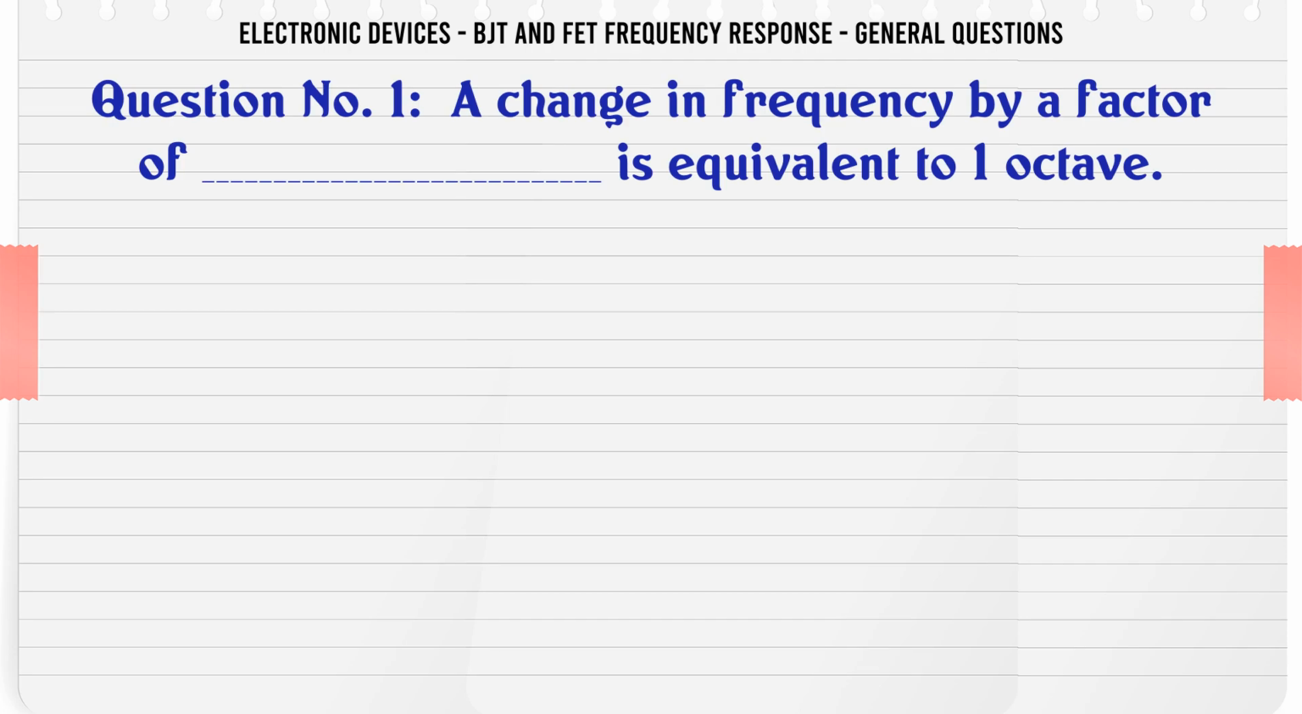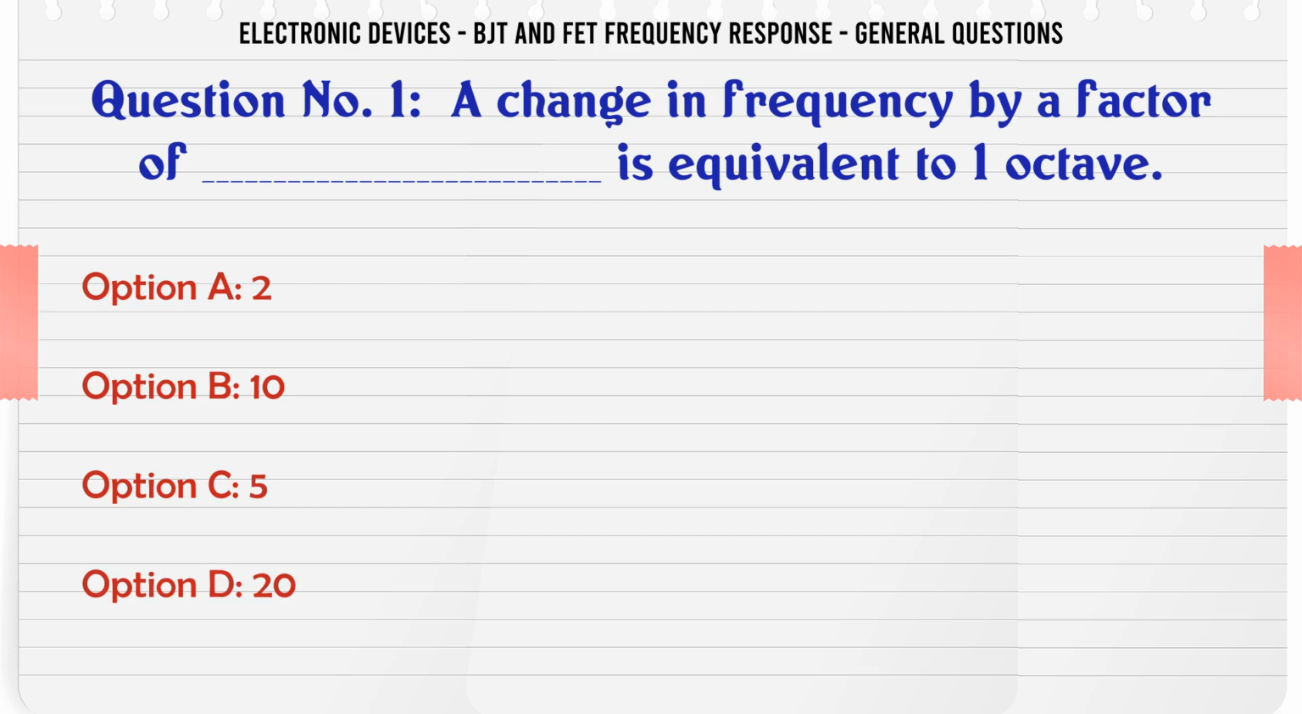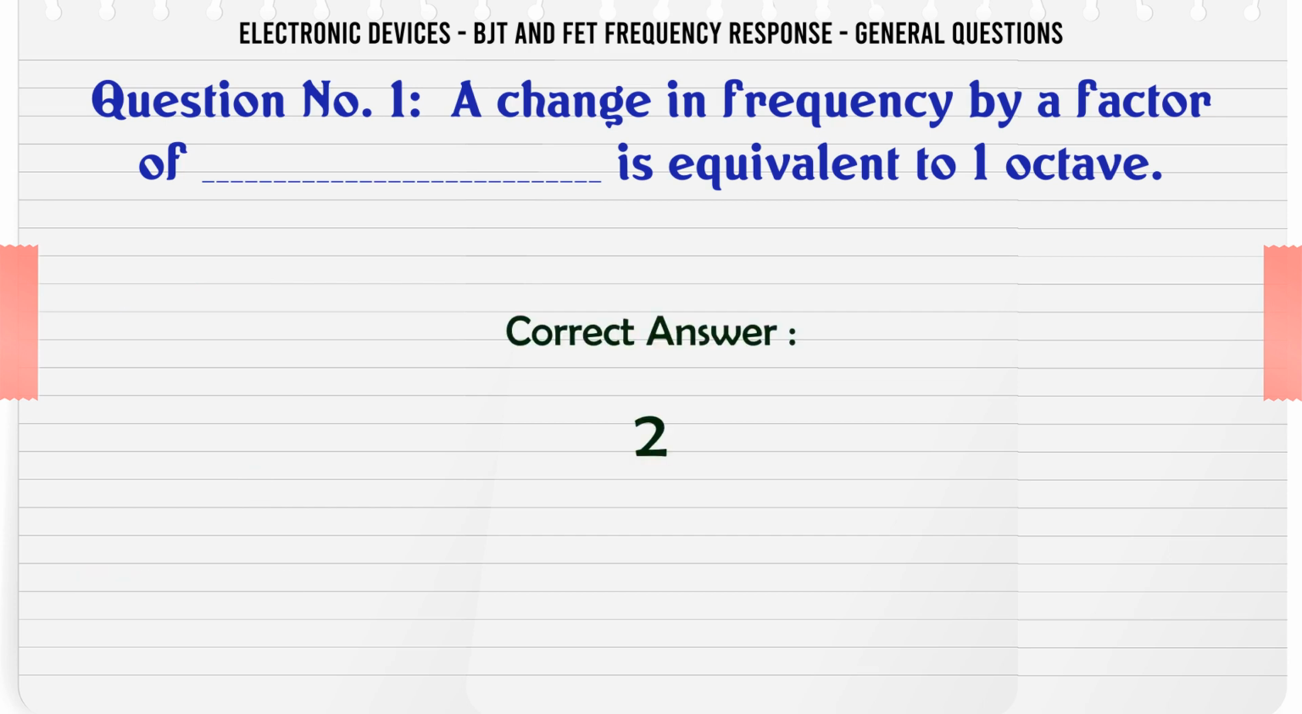A change in frequency by a factor of ___ is equivalent to 1 octave. A. 2, B. 10, C. 5, D. 20. The correct answer is 2.